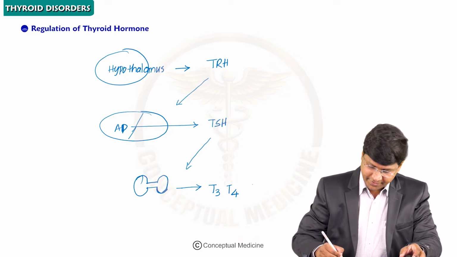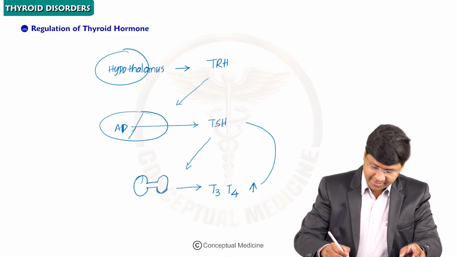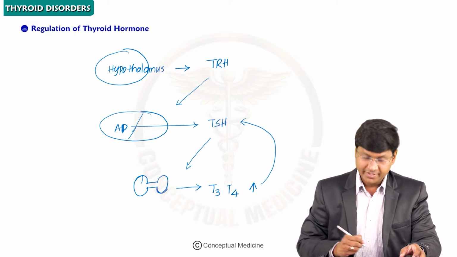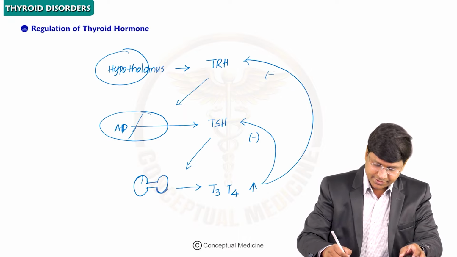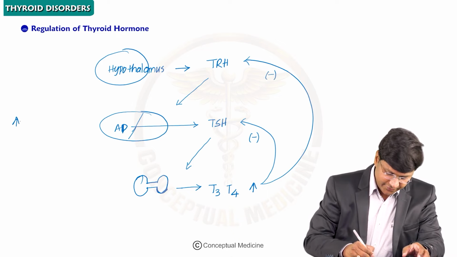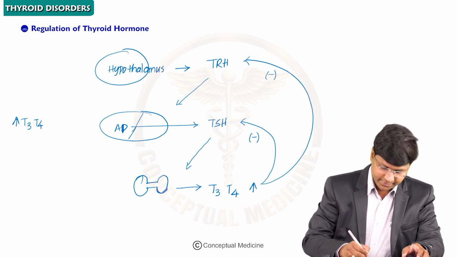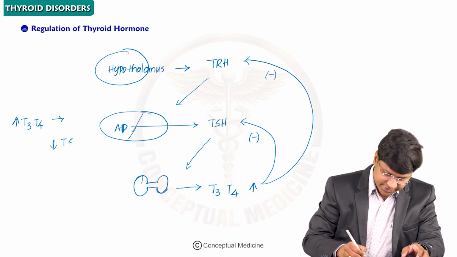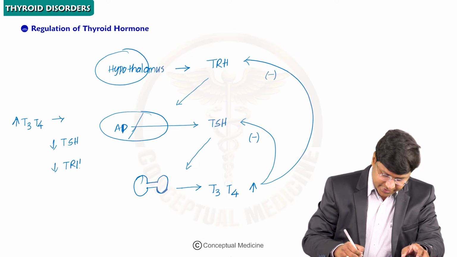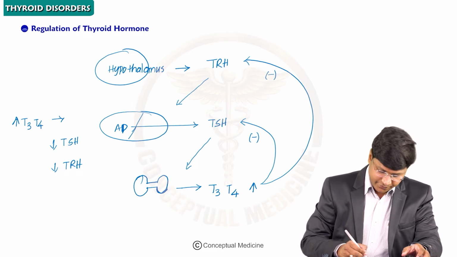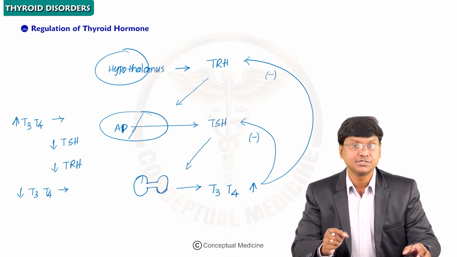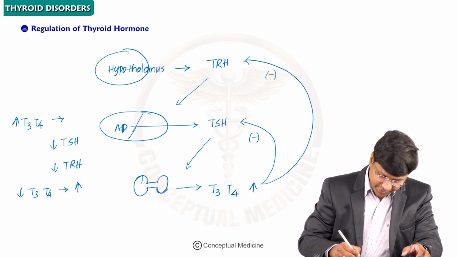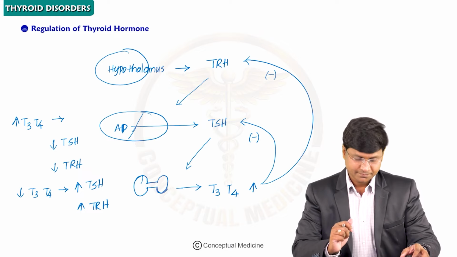Suppose T3 and T4 levels are increased, what will it do? It has a negative feedback mechanism. That is, when T3 and T4 levels are increased, that will inhibit the TSH secretion and also inhibit the TRH secretion. Please remember this point: when T3 and T4 levels are elevated, there will be a decrease in TSH and a decrease in TRH, that is thyroid releasing hormone. The other way around, if there is a decrease in T3 and T4 levels, there will be inhibition of the negative feedback mechanism, so TSH and TRH increase. That is about the regulation of thyroid hormone secretion.